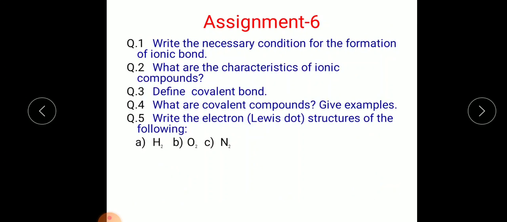Now the assignment for today, assignment number 6. The first is to write the necessary conditions for the formation of ionic bond. Question number 2, what are the characteristics of ionic compounds? Question number 3, define covalent bond. Question number 4, what are covalent compounds? Give examples. And question number 5, write the electron or Lewis structures of the following: hydrogen, oxygen, nitrogen. So complete this assignment and send it to my mail.